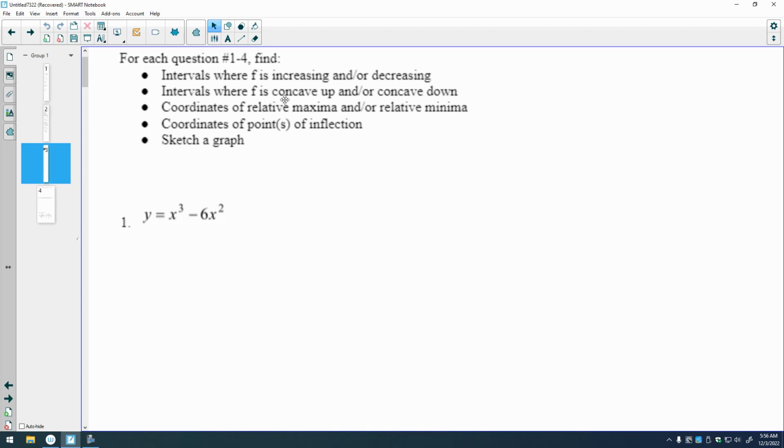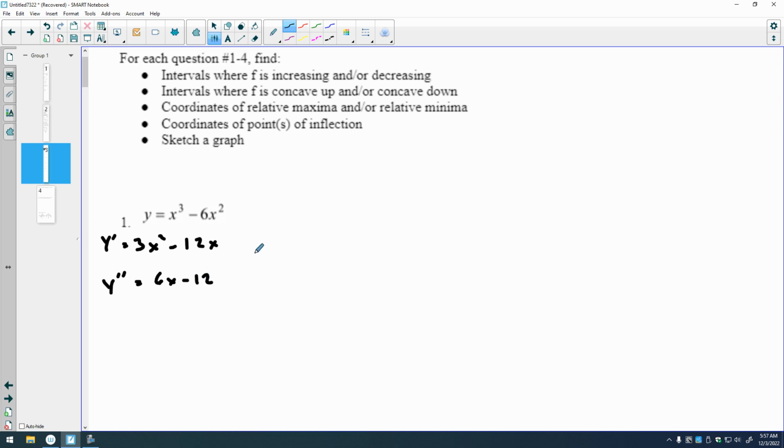So in order to do those two things, we need the first derivative for increasing, decreasing, and we need the second derivative for concave up, concave down. So let's just start by doing a couple derivatives. So y prime, basic power rule. Don't think there's any problem with that. 3x squared minus 12x. Y double prime is going to be 6x minus 12.